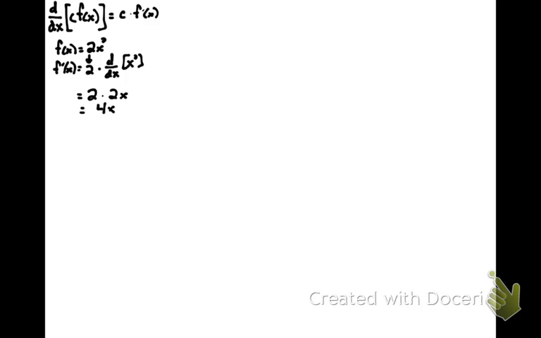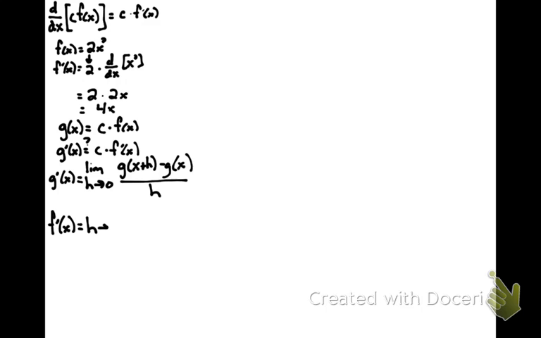So the proof works something like this. Let's say that g of x is equal to some constant times f of x. And what we're trying to show is that the derivative of g of x equals c times the derivative of f of x. If we can show this, then we've proved it.